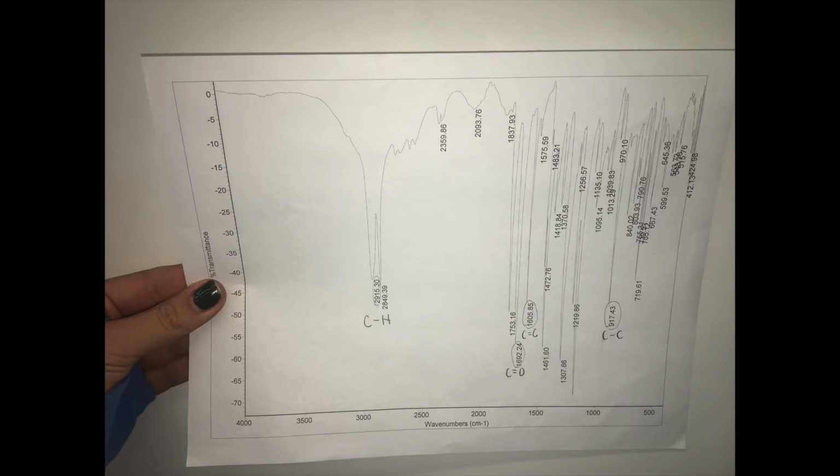We analyzed the results of the FTIR and found many present bonds. There is a peak at about 2,900 inverse centimeters indicating a carbon-hydrogen bond. There is a peak at about 1,700 inverse centimeters indicating a carbon-oxygen double bond. There is a peak around 1,600 inverse centimeters indicating double bonded carbons. Finally, there is a peak around 900 inverse centimeters indicating a carbon-carbon bond.